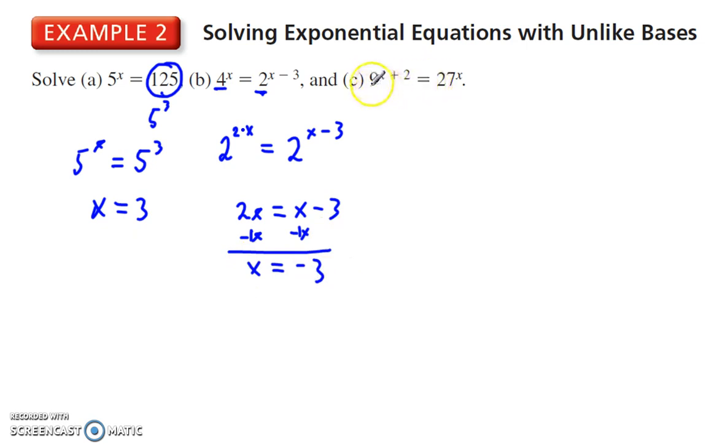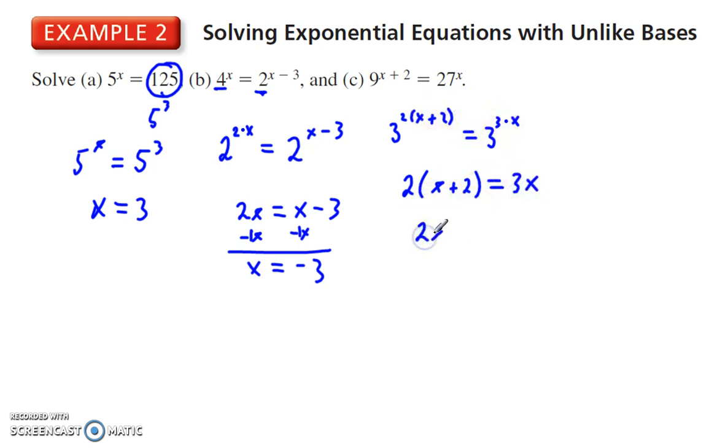Over here, I have 9 and 27. Well, 9 squared is not 27. I can't do 9 to any power to get 27. I can't break this up, but 9 and 27 both have a power of 3 in them. So I could do 3 squared, and then we still have the x plus 2 here. And then 27 is 3 cubed, and we still have that x there. So now I have 2 times x plus 2 is equal to 3x if I set their exponents equal.